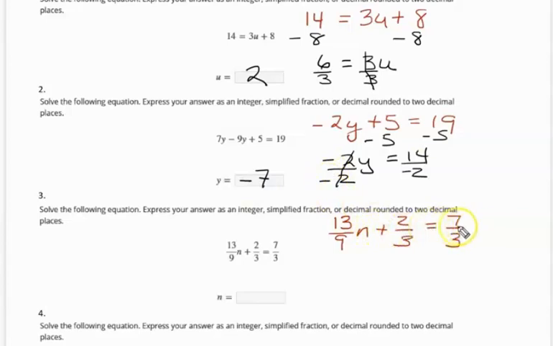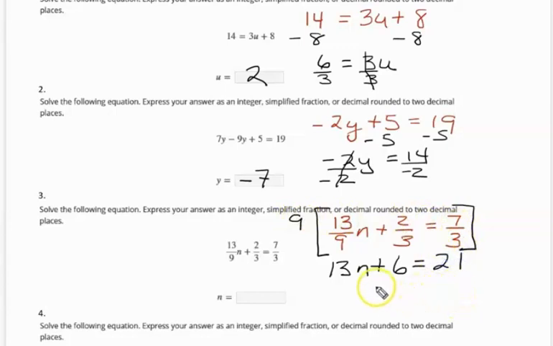All right, next step, I'll get you started. You're going to put a bracket. See if you can get the equation now without fractions. Well, you're going to multiply everything by 9. So here the 9's cancel out, and you're left with 13n. 3 will go into 9 3 times, so 3 times 2 is 6. 3 goes into 9 3 times. 3 times 7 is 21.